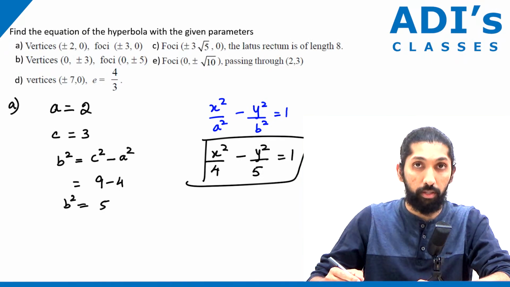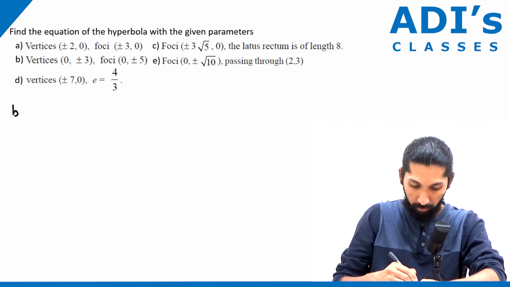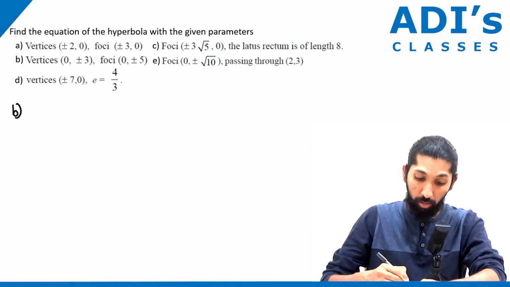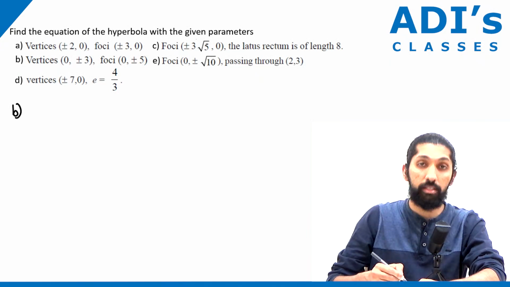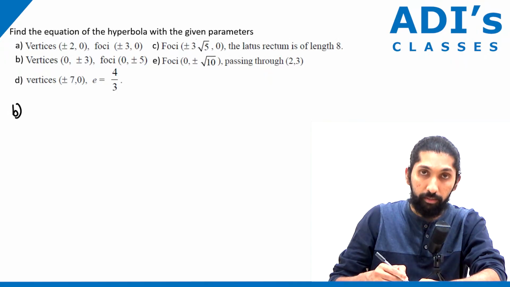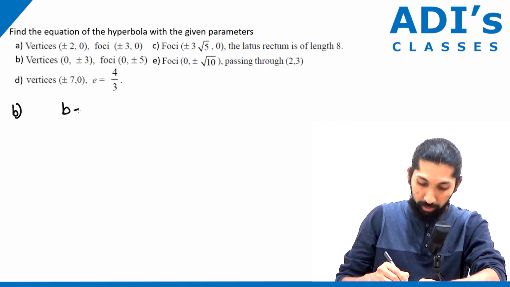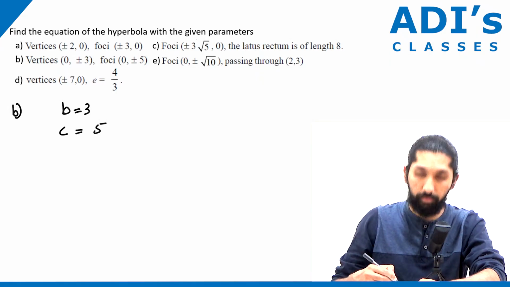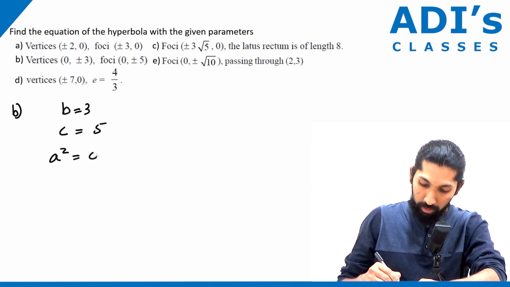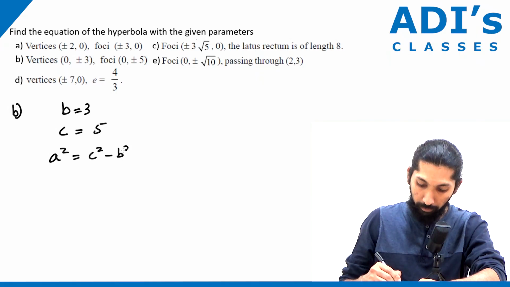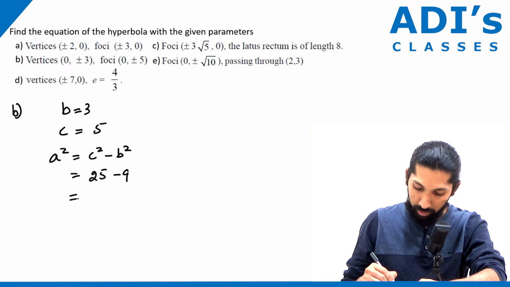Now let's do the second one. See the second one. Vertices of 0, plus or minus 3, foci of 0, plus or minus 5. Again, vertices 0, b, right? So b value is going to be 3, c value is going to be 5. Correct? Now a square is equal to c square minus b square. So 25 minus 9, which is 16.